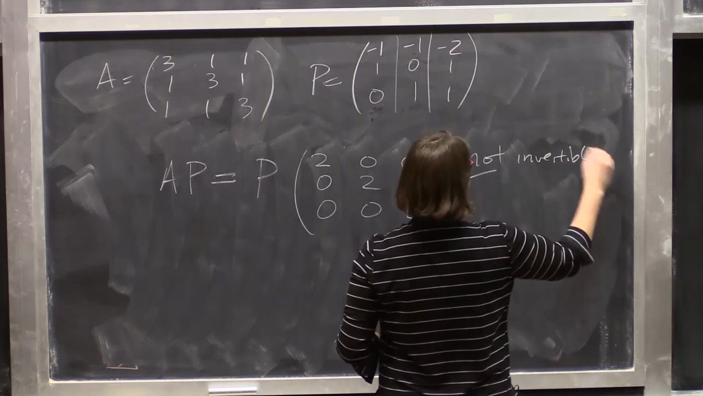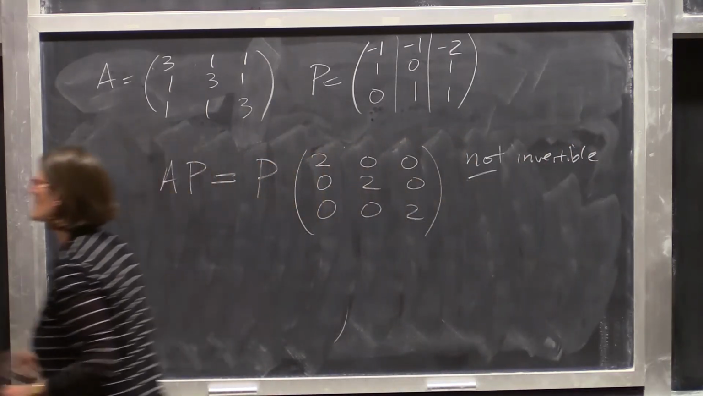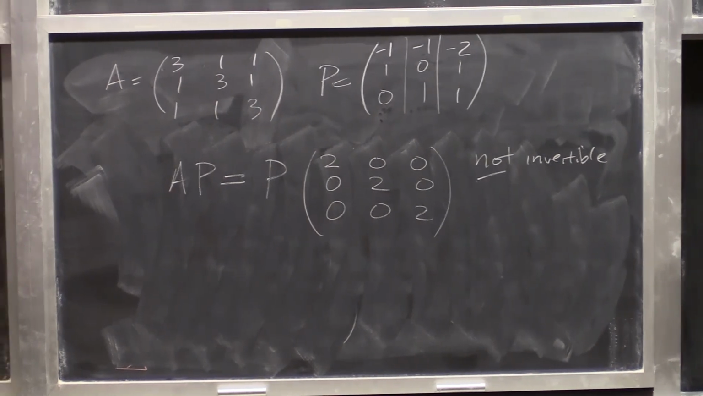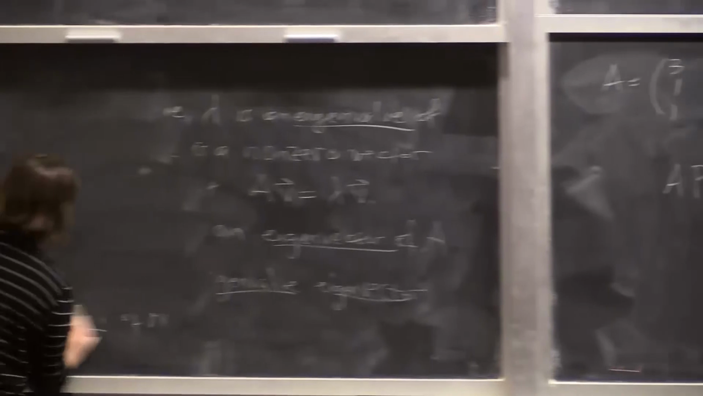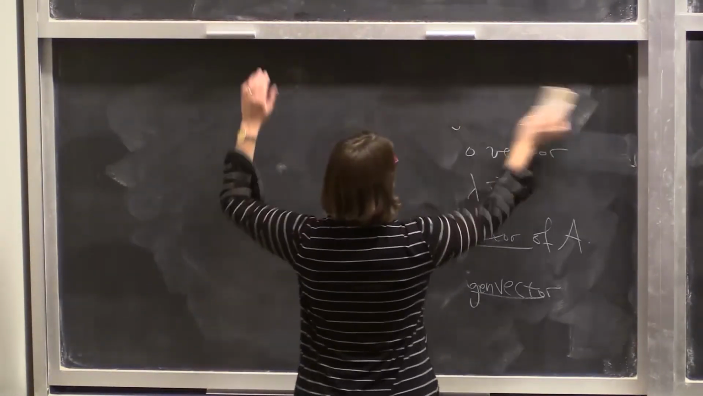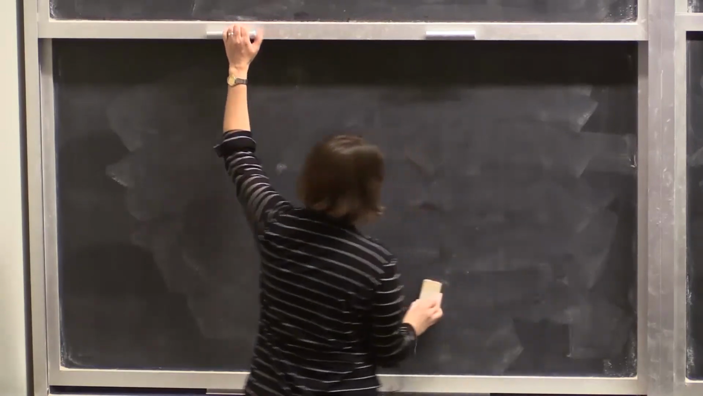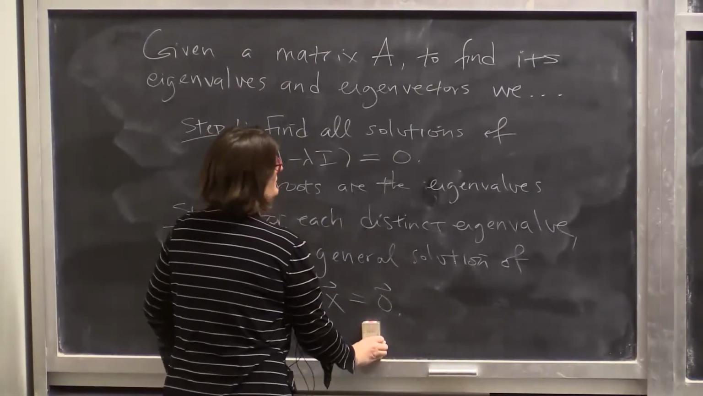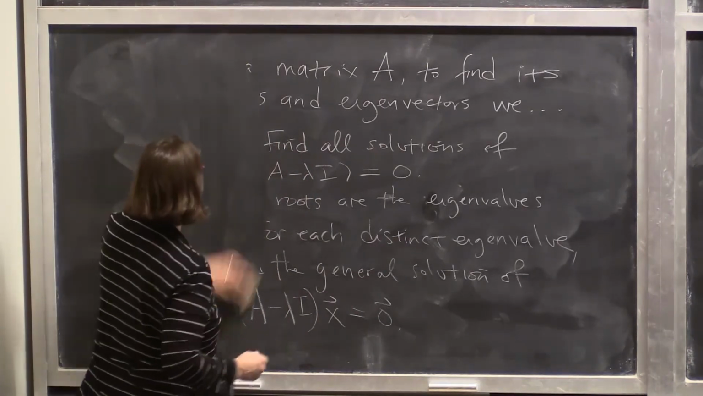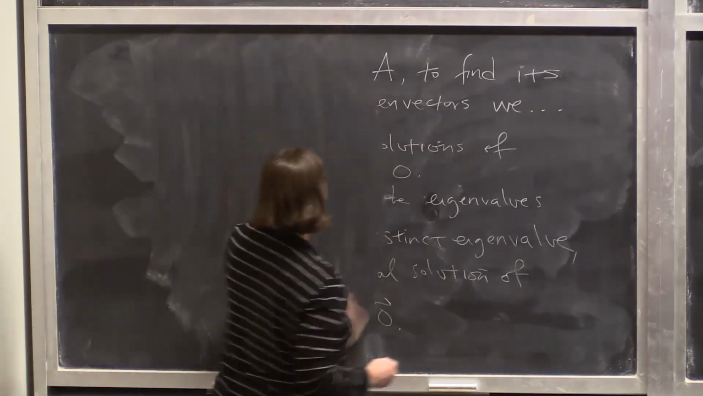So whenever you're trying to diagonalize a matrix, it comes down to first finding the eigenvalues, second finding the eigenvectors, and third seeing if you can find a full set of linearly independent eigenvectors. If you can, the matrix is diagonalizable. If you can't, then the matrix is not diagonalizable.